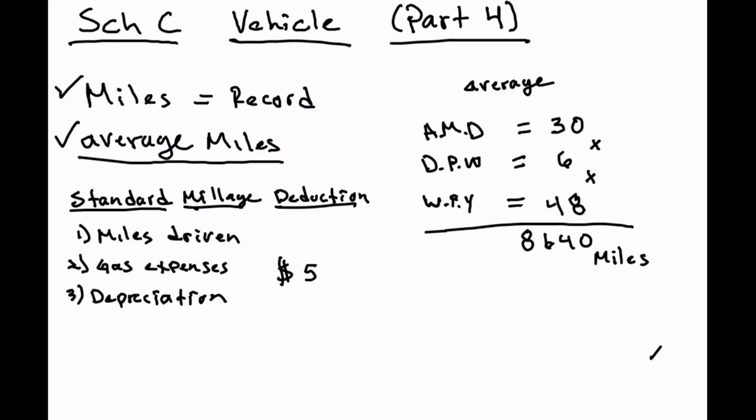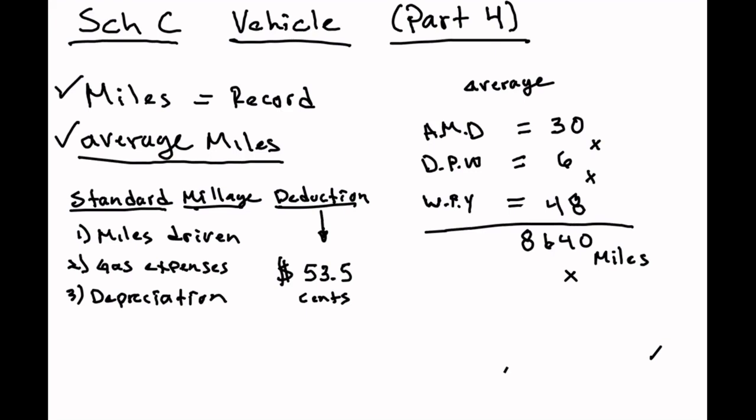So the IRS says, hey, I'm going to give you 53.5 cents per mile as a deduction. As a deduction, not as a credit, as a deduction. Okay? 53.5 cents. So let's do simple math. 8,640 times 0.535.